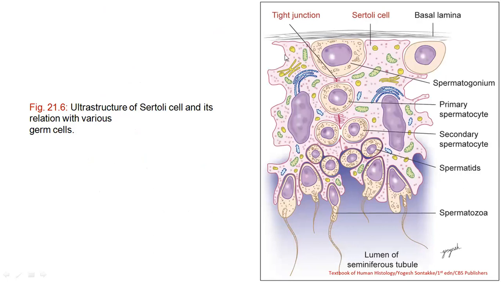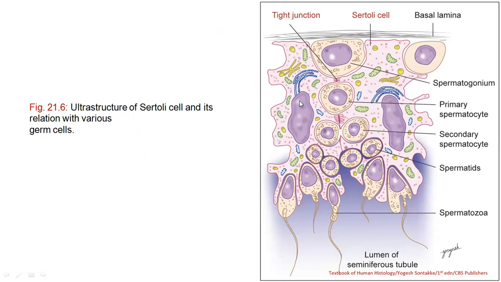Now see, you have to understand this is our basal lamina. These are the spermatogonia, spermatogonium type A, type B. Then we have primary spermatocyte, secondary spermatocyte. These are the spermatids which will be transforming into spermatozoon. This is the lumen. Now, if you observe carefully between these developing spermatogonia, we have one single big cell extending from the basal lamina to the lumen.